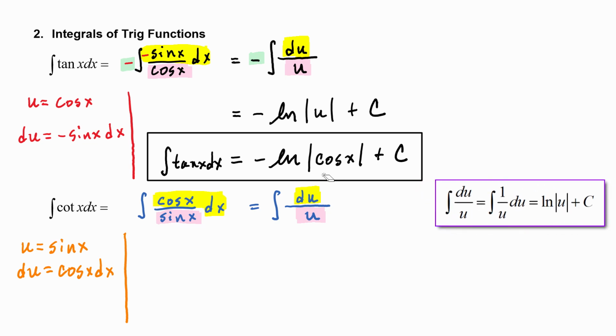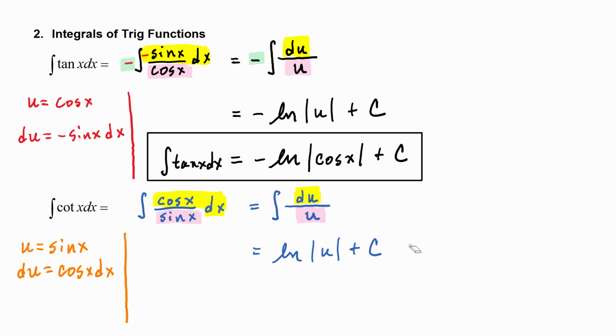We know the rule for integrating du over u is that it becomes the natural log of the absolute value of u plus c. Because this is an indefinite integral, we have to go back to the x variable. So this is going to equal the natural log of the absolute value of sine of x plus c. So now we know that the integral of cotangent of x dx is equal to natural log absolute value of sine of x plus c.